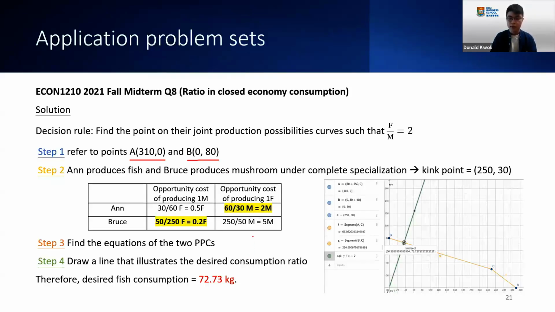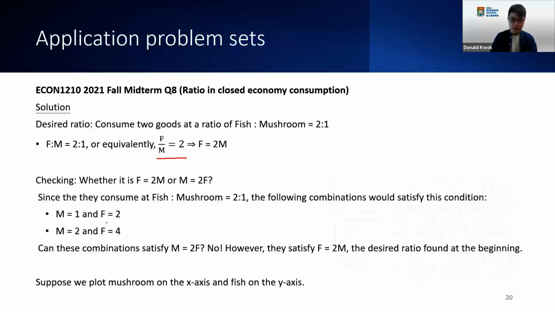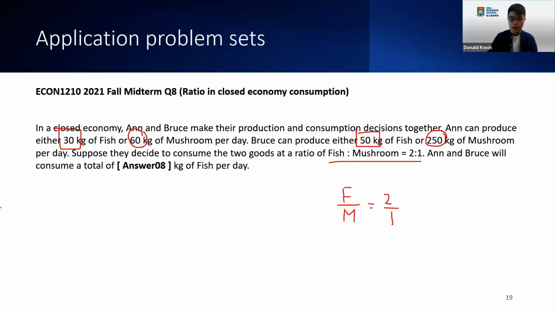Step 2 is to find the kink point using the opportunity cost table. So just do a little bit of checking. For Anne, given 1 day, she can either produce 30 F or 60 mushroom. So in some sense, 30 fish is equal to 60 mushroom from the perspective of Anne. So we have the opportunity cost relationship 1F equals to 2M.